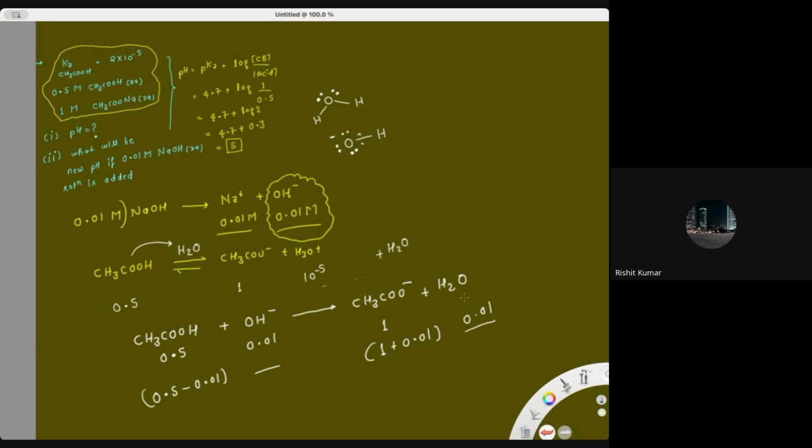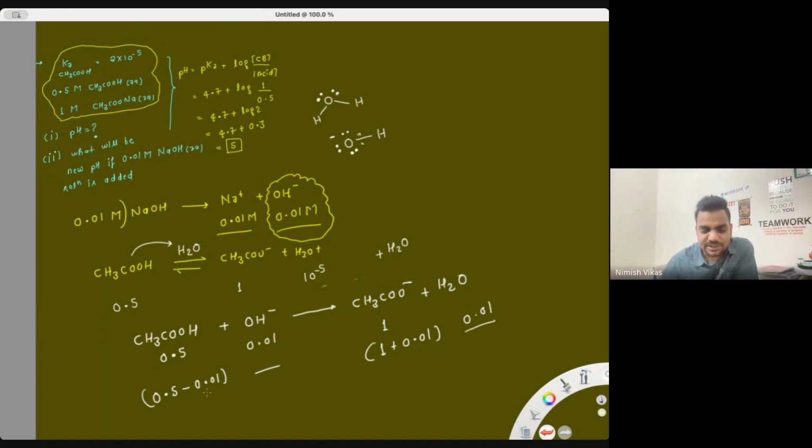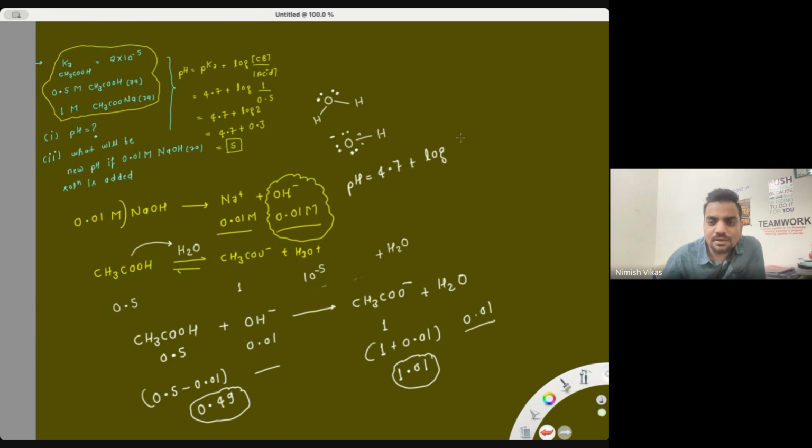Okay. So you can see here that the new concentration of acetic acid is now 0.49, and the newer concentration of acetate ion is 1.01. Again, if you apply the pH formula, pH equals pK, how much is pK? 4.7, plus log of conjugate base. How much is it now? It is not 1, it became 1.01. And acetic acid is not 0.5, this is 0.49.